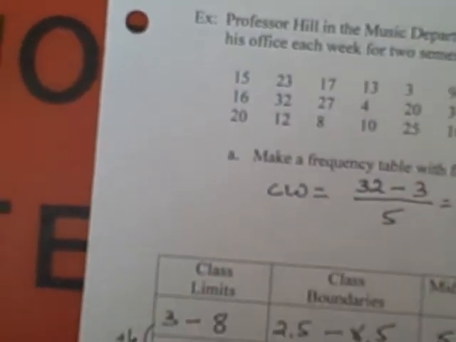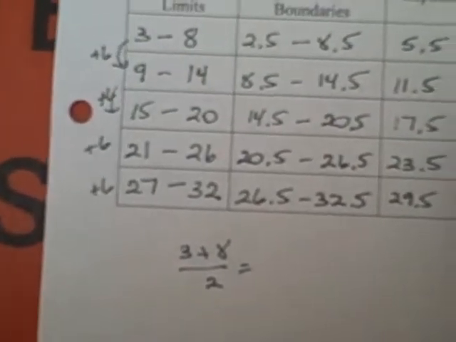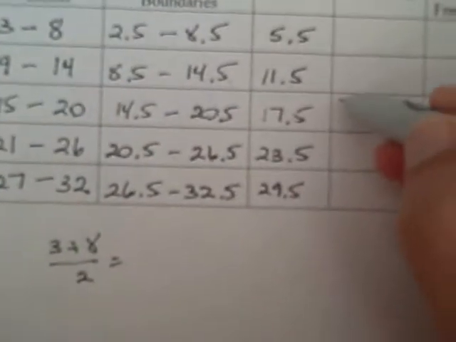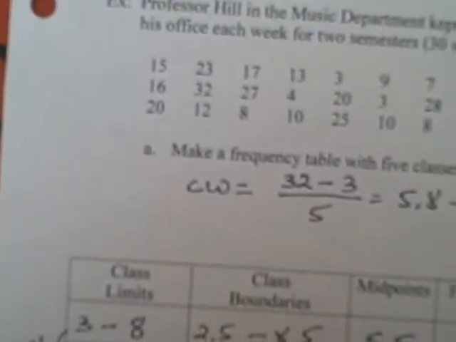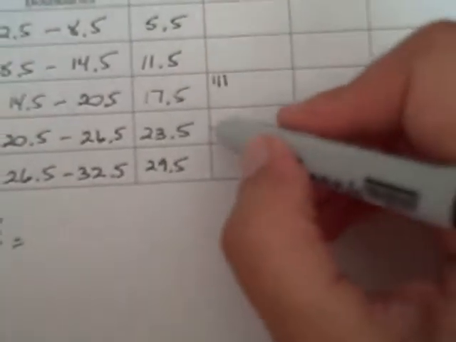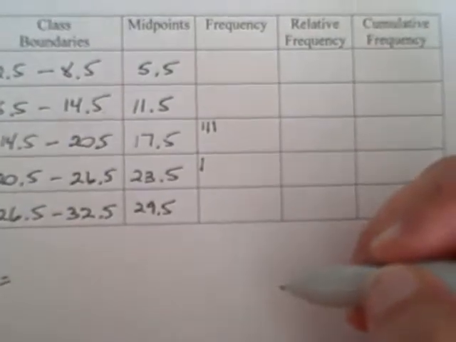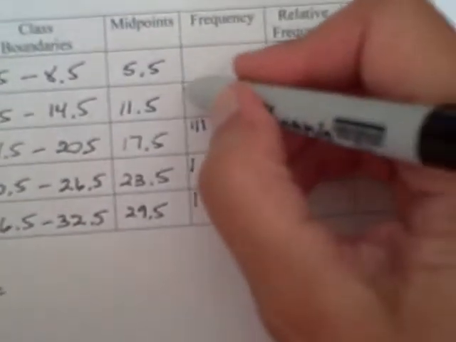Our first column of numbers goes 15, 16, 20. So 15 goes in the third class, 16 goes in the third class, 20 also goes in the third class. The second row of numbers goes 23, 32, 12. So 23 goes in the fourth class, 32 goes in the fifth class, 12 goes in the second class.